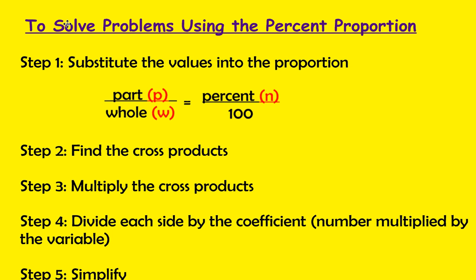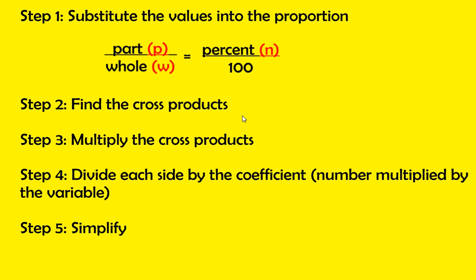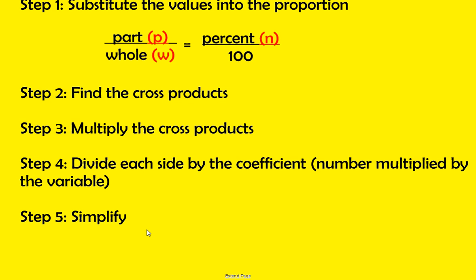To solve problems using the percent proportion, the first thing we're going to do is substitute the values into the proportion. Again, the proportion is part over whole equals percent out of 100. We're going to find the cross products, then multiply the cross products. Then we're going to divide each side by the coefficient, which is just the number multiplied by the variable. And then we're going to simplify.